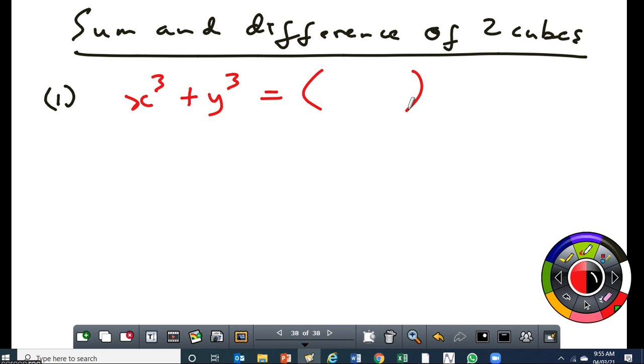So the first factor is going to be a binomial. If I have a plus here between the two terms, first thing, find the cube root of the first term, it's x, plus. Find the cube root of the second term, it's a y. Alright, I'll carry on in the next lesson.